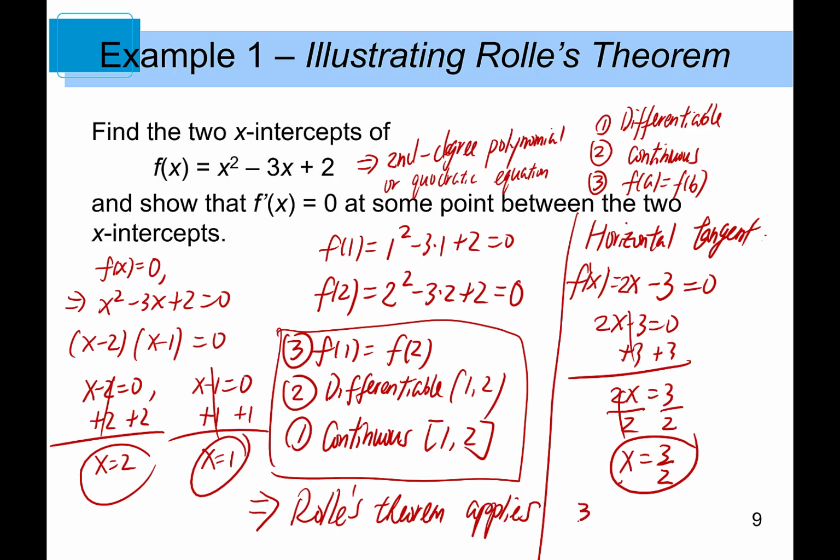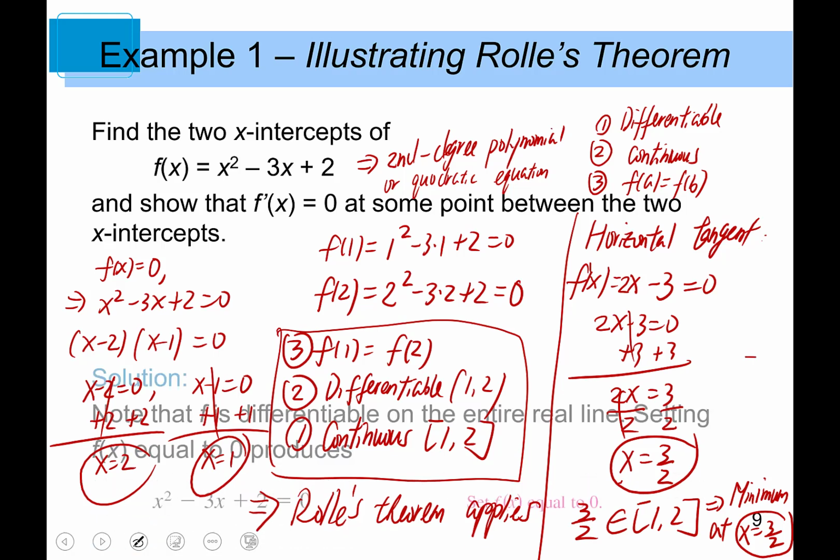And 3 over 2 belongs to this interval, right? It's right in the middle of the interval. That means Rolle's theorem applies here, and that's the horizontal tangent. And since this is a second degree polynomial, it's concave upward, so we have a relative minimum here, right? Minimum occurs at x equals 3 over 2. Okay.